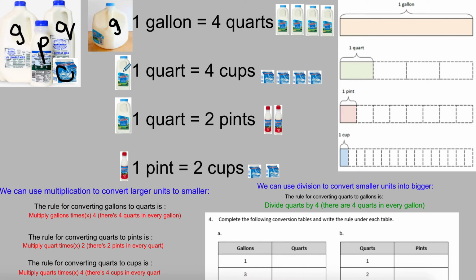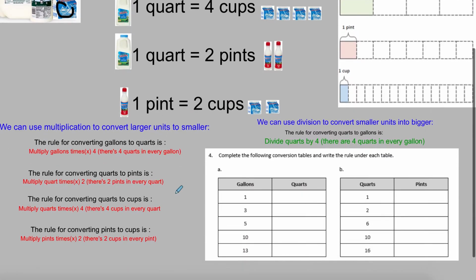Our quart, so remember this is 1 quart. Well, 1 quart is equal to 4 cups. Just like your little milks from school, 1, 2, 3, 4 is equal to 1 quart. 1 quart is equal to 2 pints, and 1 pint is equal to 2 cups. And last but not least, 1 cup is 8 ounces, okay? So we know that we're going to use the rule of multiplying, okay? We can multiply to figure out how many in each.